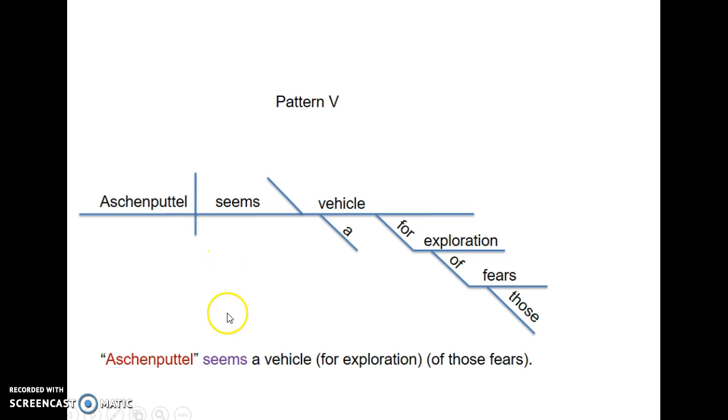Aschenputtel is our subject here. Seems is one of those vague linking verbs. Seems what? Seems a vehicle. Again, this is a noun functioning as a subjective complement, that arrow pointing backwards to the subject. So that's a pattern 5 with subject, linking verb, noun. Then we have our indefinite article and 2 prepositional phrases. What kind of vehicle are we talking about? It's a vehicle for exploration. And what are we exploring? We're exploring those spheres.